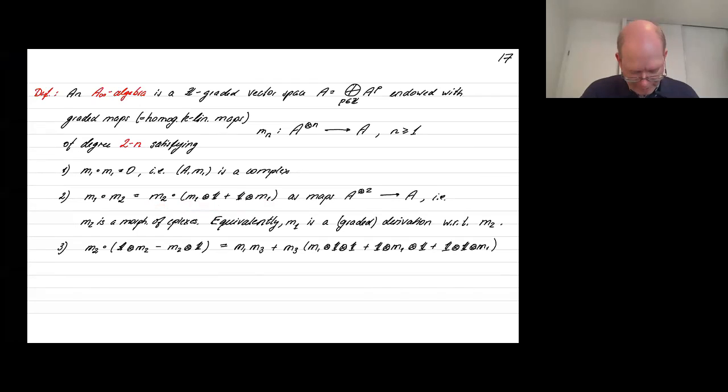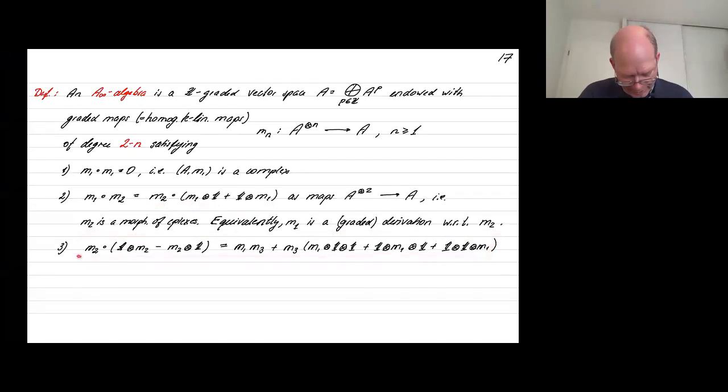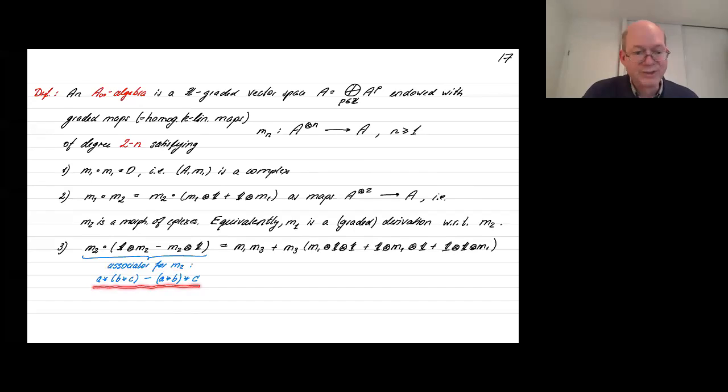And now for n equals 3, it becomes a bit more interesting. We have this equality. First of all, if we evaluate the left-hand term on 3 elements of degree 0, then as you can see, we get the so-called associator, the failure of associativity for star. I write star instead of M2. And what do we get on the right-hand side? If you look at this, this is again nothing but the differential of the tensor cube of A with M1.